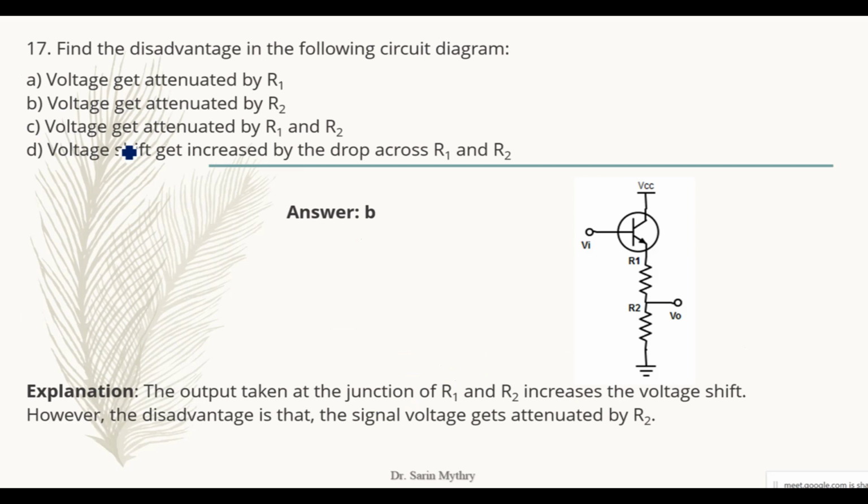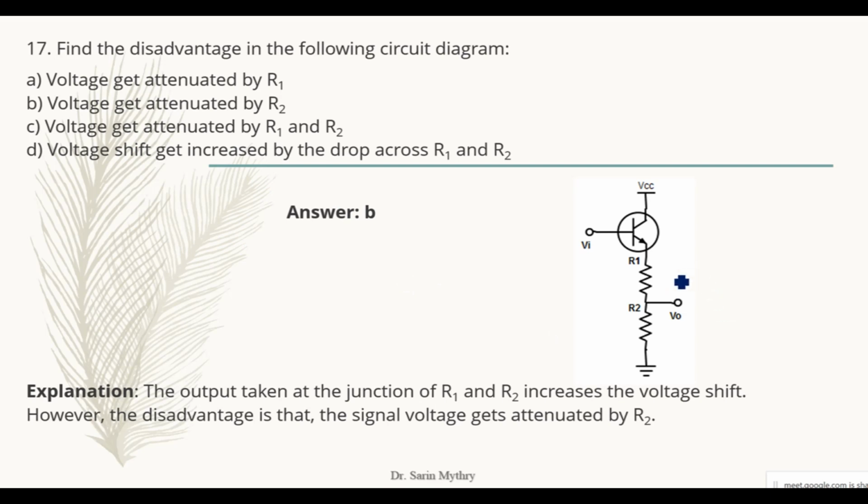Now, the next one: find the disadvantage in the following circuit. We are supposed to find the disadvantage in the following circuit. There are many options given, like voltage gets attenuated by R1, voltage gets attenuated by R2, voltage gets attenuated by R1 and R2, voltage shift gets increased by drop across R1 and R2. Now let us see. The option B is the correct one.